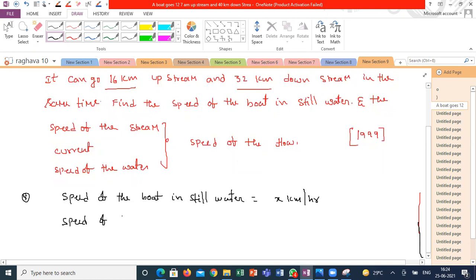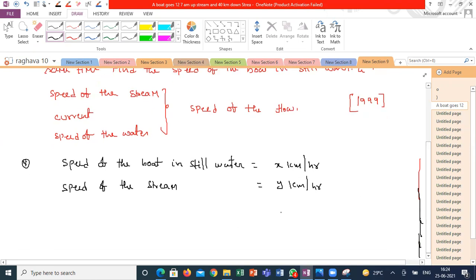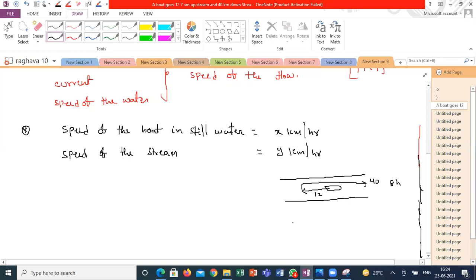Speed of the water or speed of the stream is equal to y kilometers per hour. Is it the same notation you took? Yes, sir. So, this is a river, and the boat travels upstream 12 kilometers, after that returns 40 kilometers. It took 8 hours. In the second case, with the same speeds, it traveled upstream 16 kilometers and returned 32 kilometers. It took 8 hours. So the total time for upstream plus downstream is equal to 8 hours in both cases.